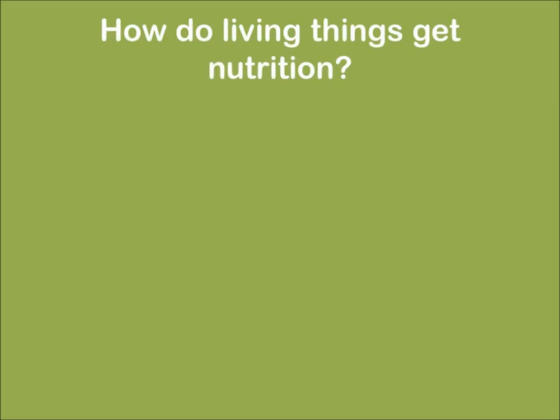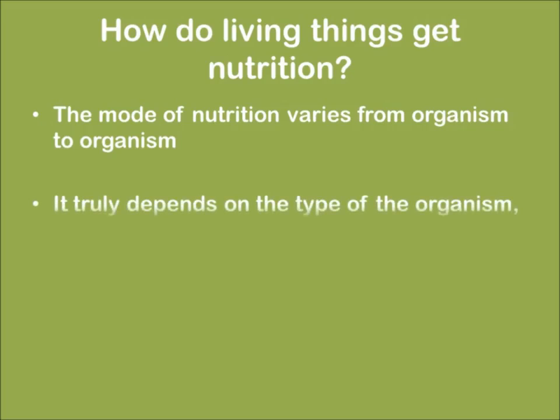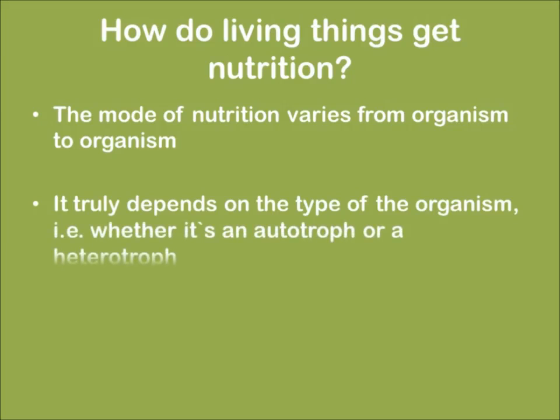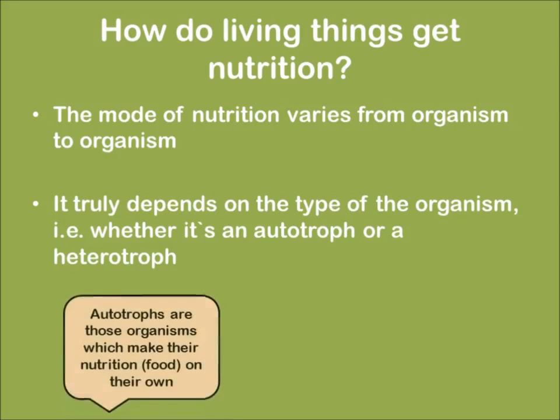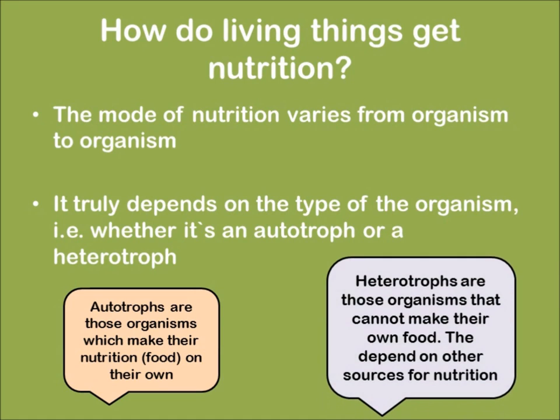Now, the question is, how do living things get nutrition? The mode of nutrition varies from organism to organism. It truly depends on the type of organism, that is, whether the organism is an autotroph or a heterotroph. Autotrophs are those organisms which can prepare their own food, for example plants. Whereas heterotrophs are those organisms that cannot make their own food. They have to depend on other sources for nutrition. For example, us.